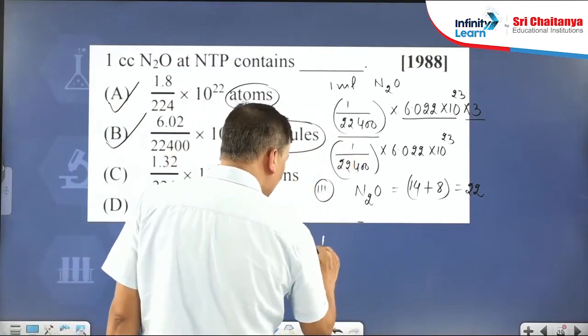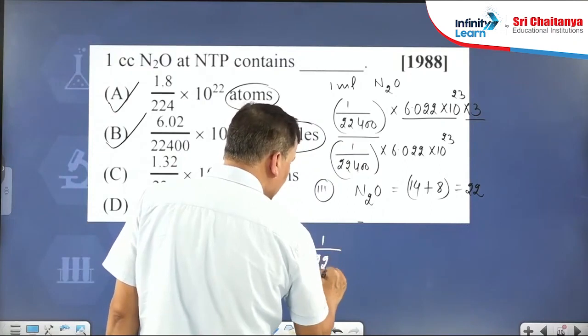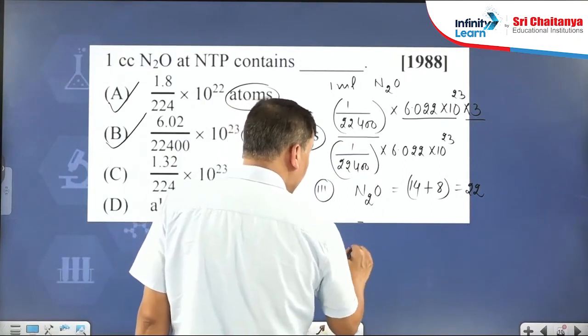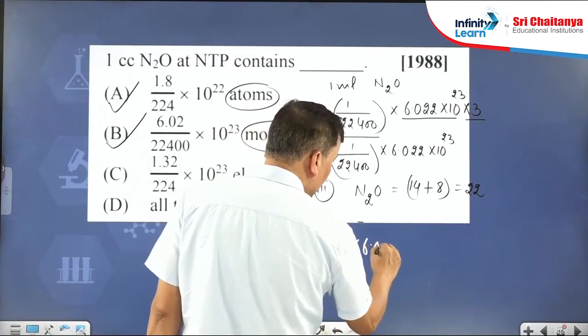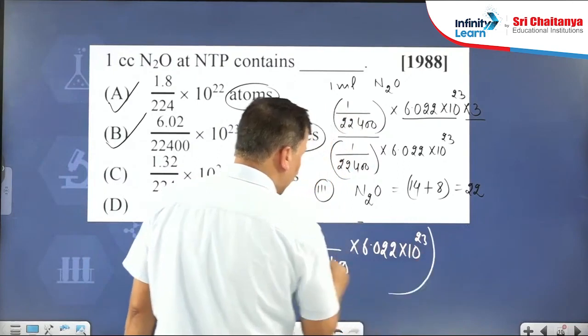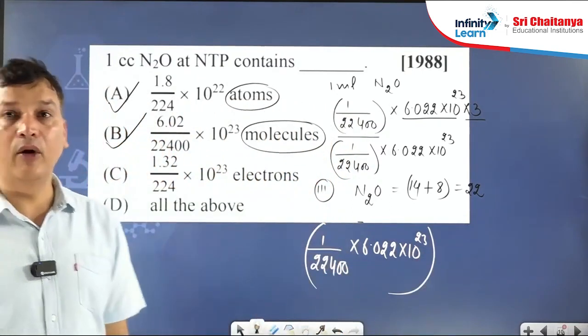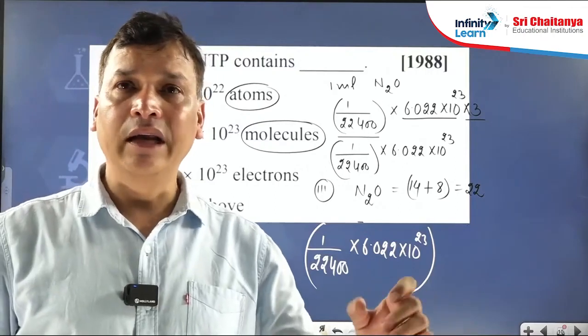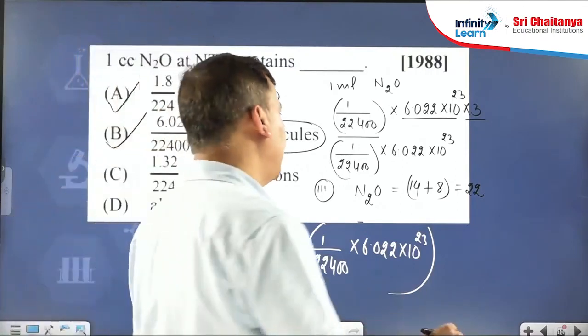Here is 1 upon 22,400 into 6.022 into 10 raised to power 23. My dear friend, these are the number of molecules. But right now we have to find out electrons, so we have to multiply with.